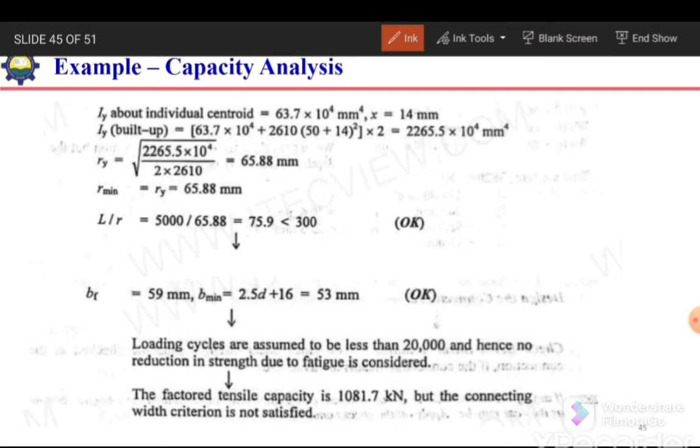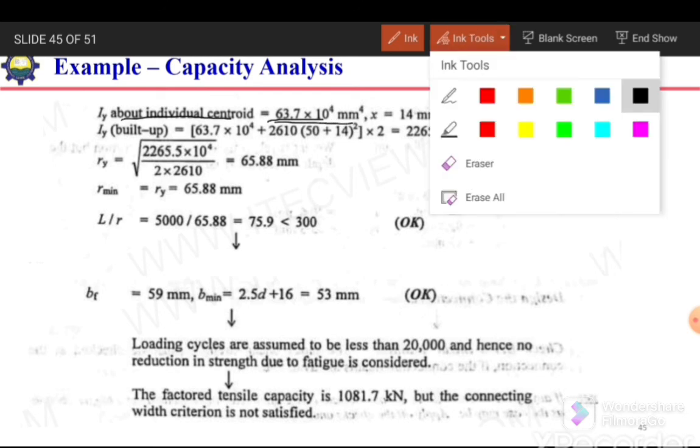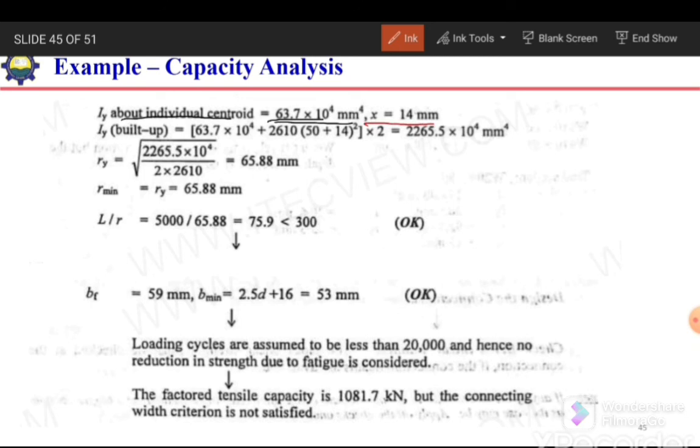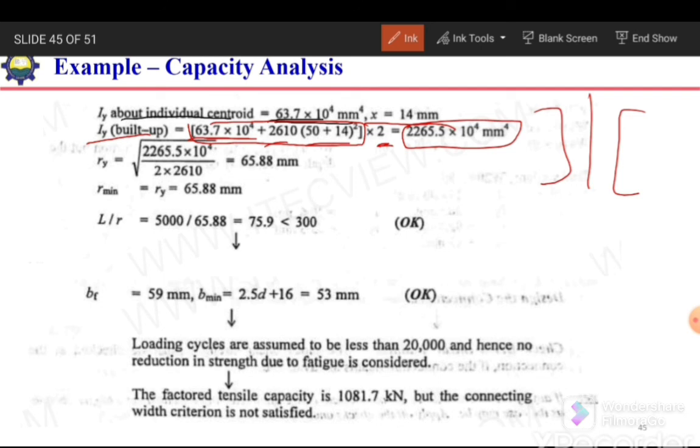Here Iy about the individual centroid has been given as 63.7 times 10 raised to power 4 millimeter power 4. We can select this from the table, and the x value we can also select from the table. Then for the built up section, it is Iy plus A D square. This is for one section, meaning for one C channel about this axis, and for the other C we can use the same approach, or we can multiply by the factor 2. So we will get the second moment of area of the built up section about the y axis.